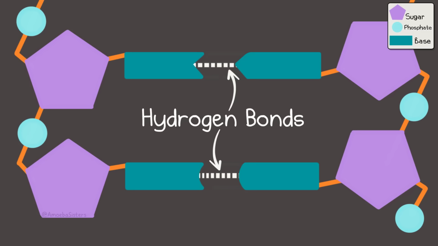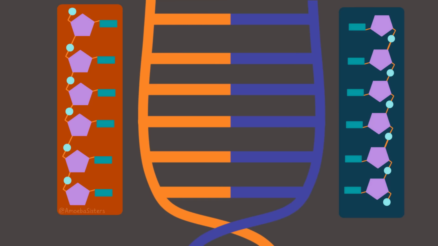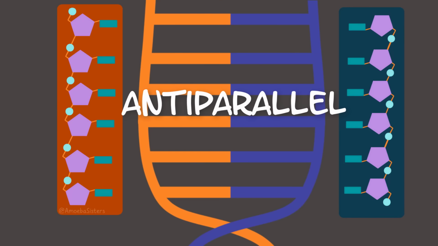In our video that covers DNA structure, we talk about how the bases pair together with hydrogen bonds. The base adenine goes with the base thymine, and the base guanine goes with the base cytosine. These strands are also anti-parallel, so they don't go in the same direction.